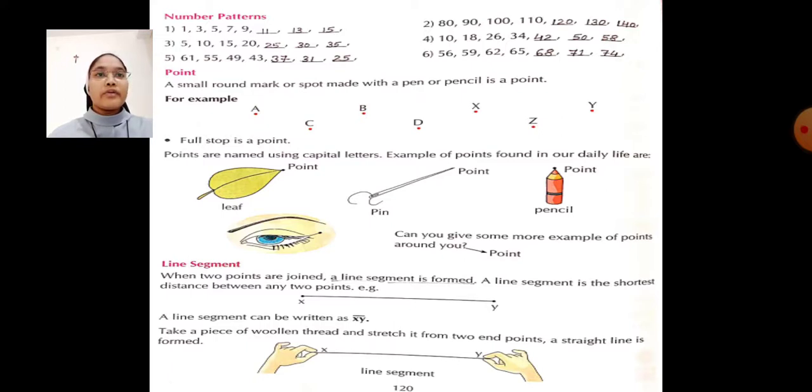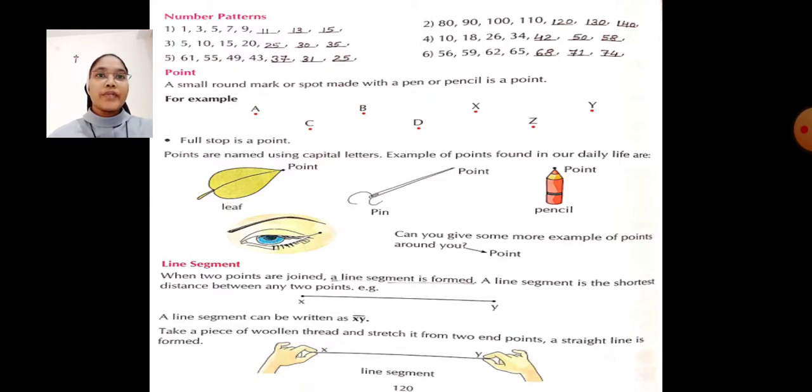Number 4: 10, 18, 26 and 34 is given. Each time here how many numbers are skipped? 8 numbers. So in the blank you have to write 42, 50 and 58. Number 5: 61, 55, 49 and 43 is given. Here the difference you can see, the number is coming down, isn't it? So in the blank you have to write 37, 31 and 25.